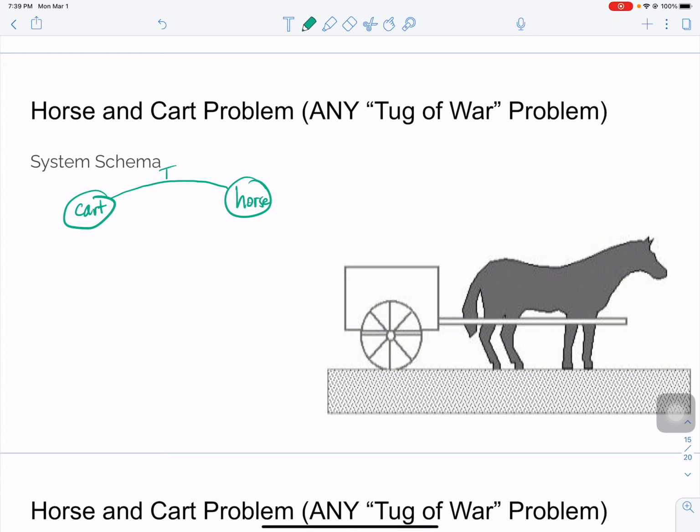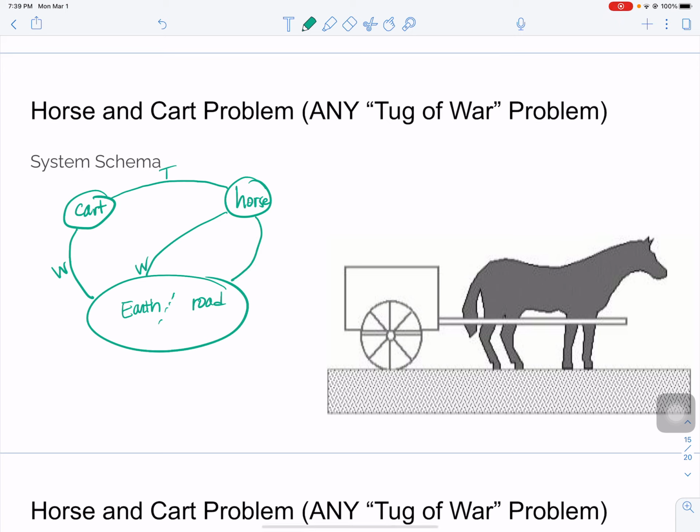We also know that we have the earth, and I'm going to make that in the same bubble as the road. We know that we have the force of gravity, which I'm going to call weight. We also know that we have to have friction. The horse definitely has friction. If you want to leave it off the cart, you can, but it should be there as well. And then we can never have friction without a normal force.